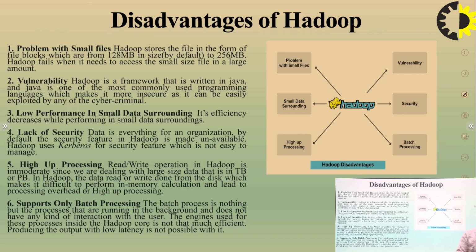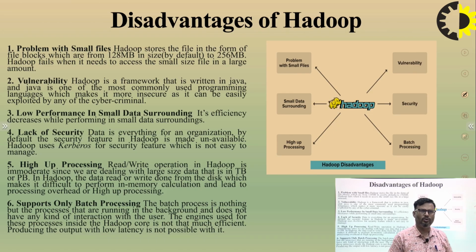Second thing, small data surroundings. So here the main concept is the small data surrounding concept. It totally depends on the data that occurs in the different types of environments that are created. Second thing, high processing speed. Third thing, vulnerability. Next thing, security, and next thing, batch processing. So the main concept is the problem with small files.